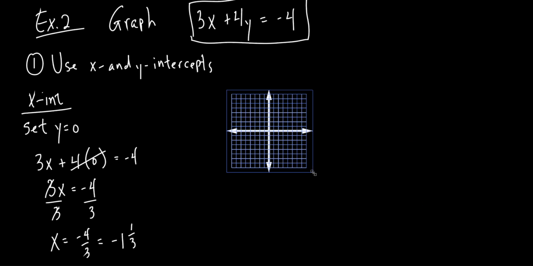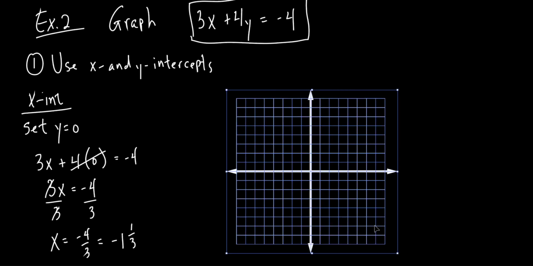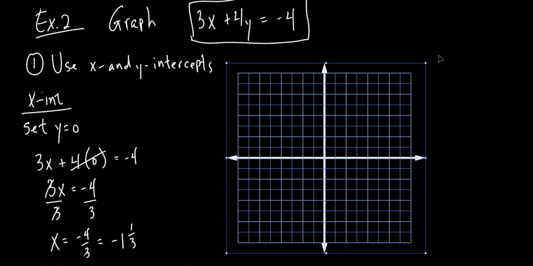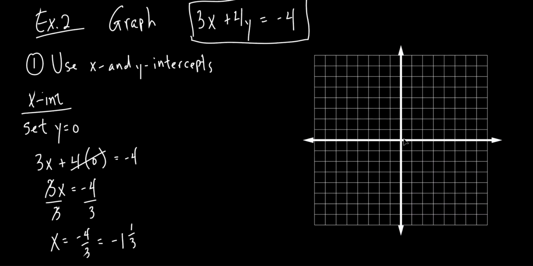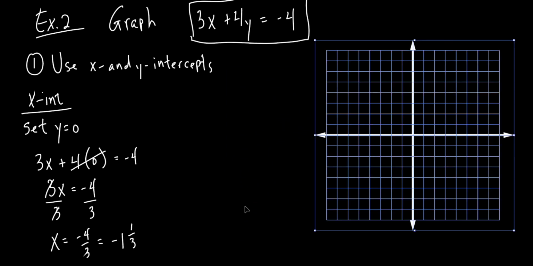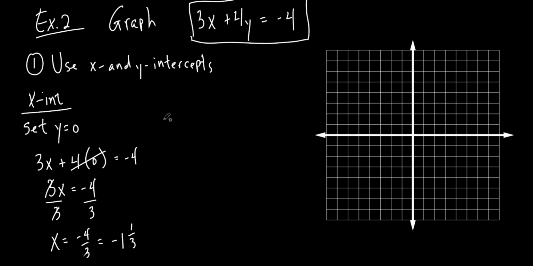Let's put a graph here. I should have looked a little bit closer to what I was doing. All right. So let's do the y-intercept now, and then we'll graph it, and we'll come pretty close. Let's do the y-intercept. So if we want to find the y-intercept where it crosses the y-axis, what do we do?